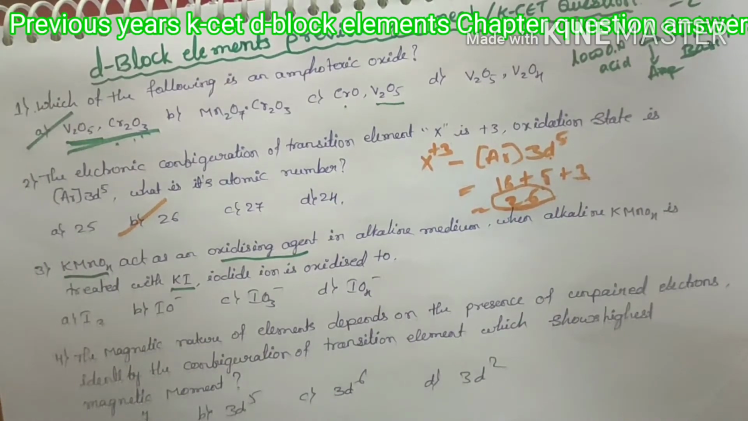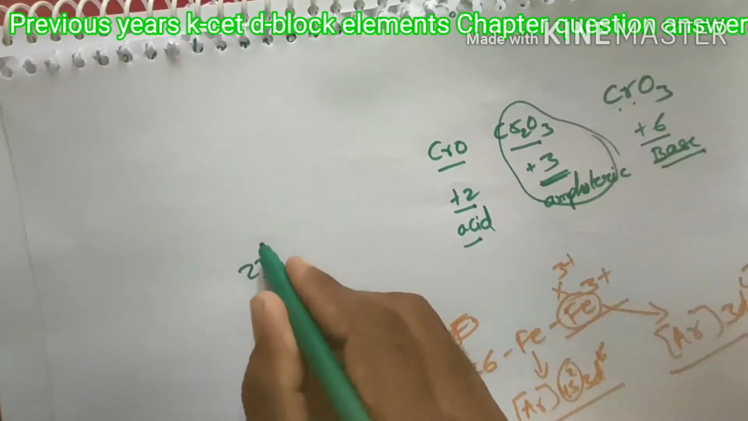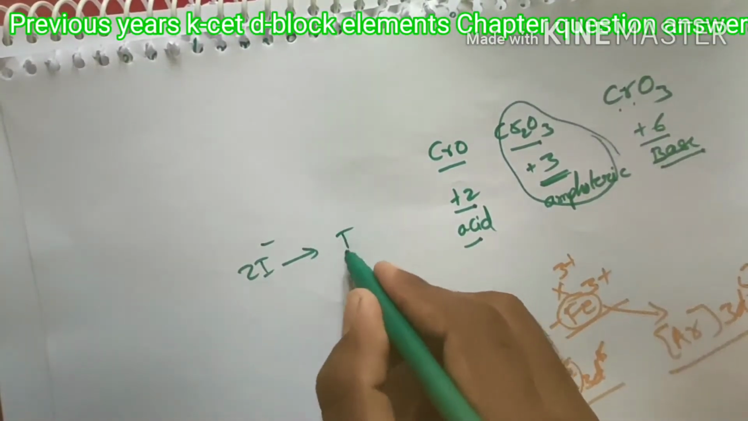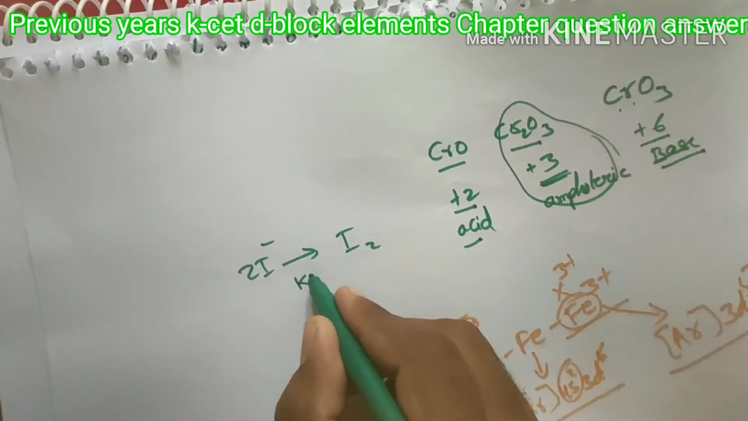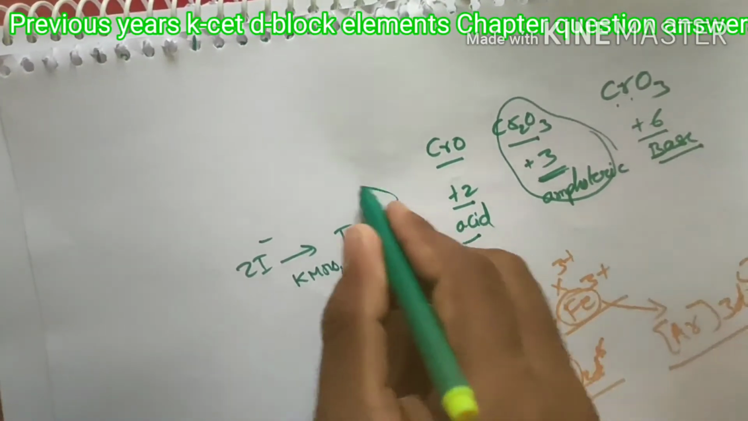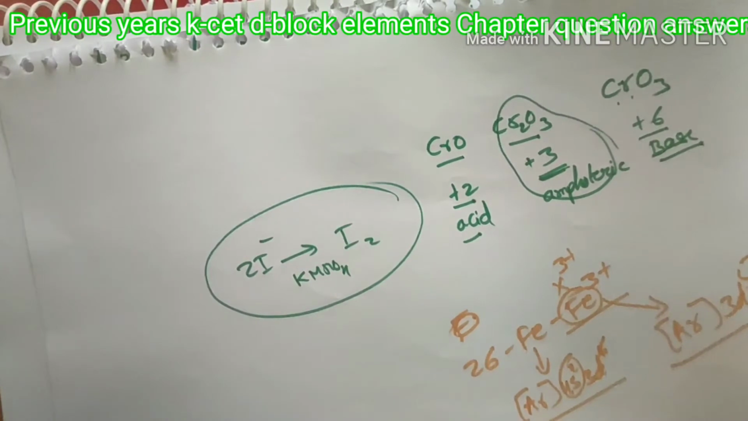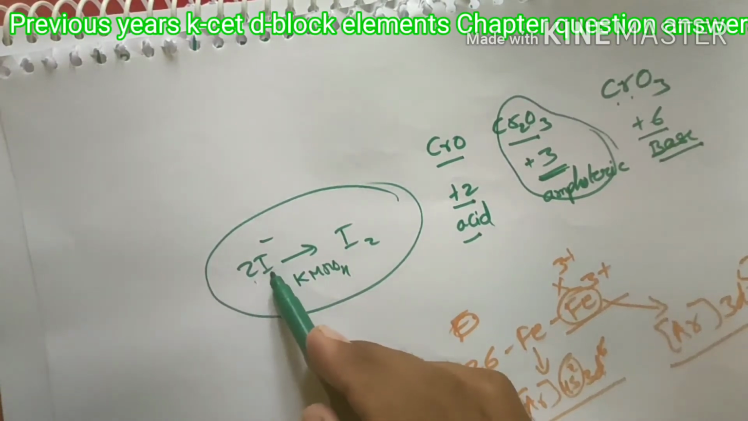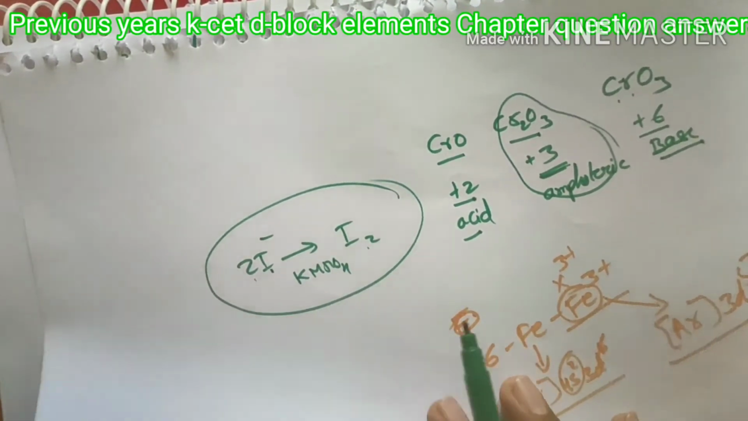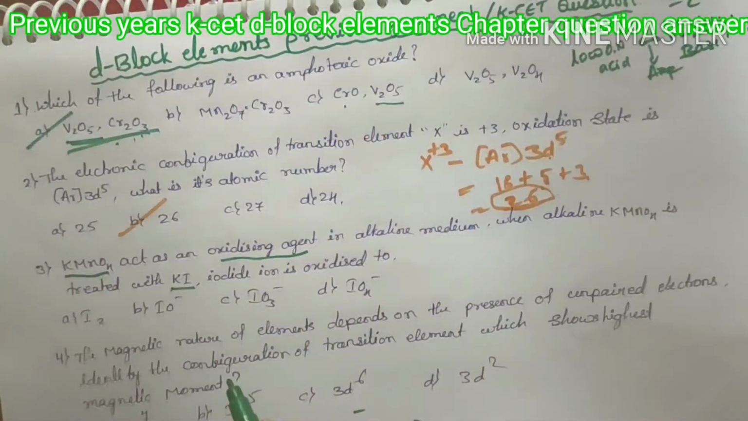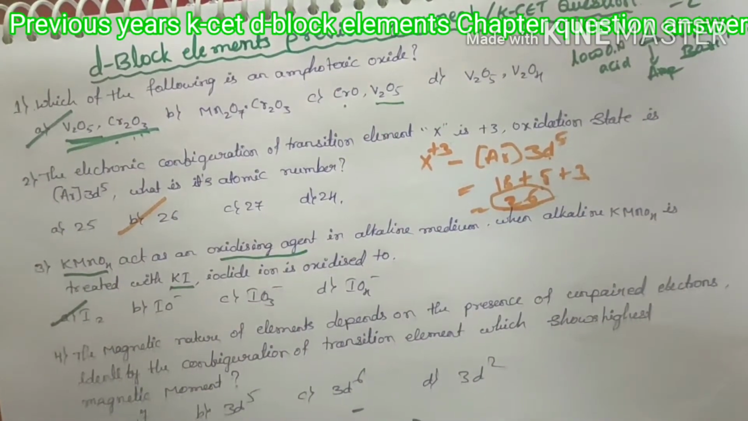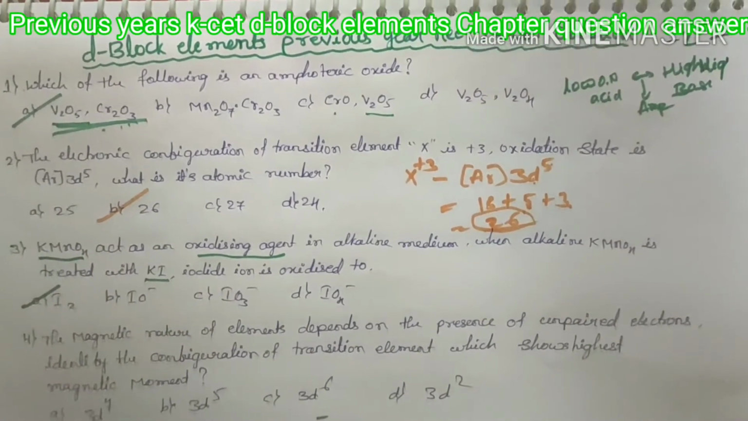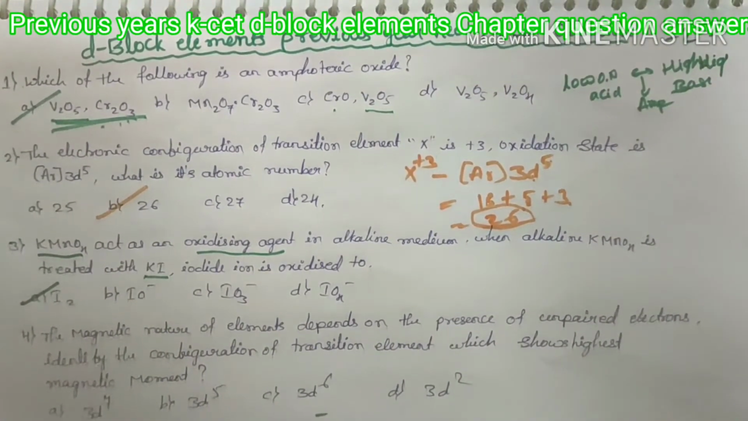I discussed this one. Whenever 2I minus ions get oxidized, you see here the 2I minus ion is oxidized to I2 in the presence of K-menophore. I discussed the oxidizing agent property of this K-menophore. Therefore, KI is converted into I2. This is the question they asked. The question, dear student, is very simple, right? Very simple questions they asked. The next question we go for.